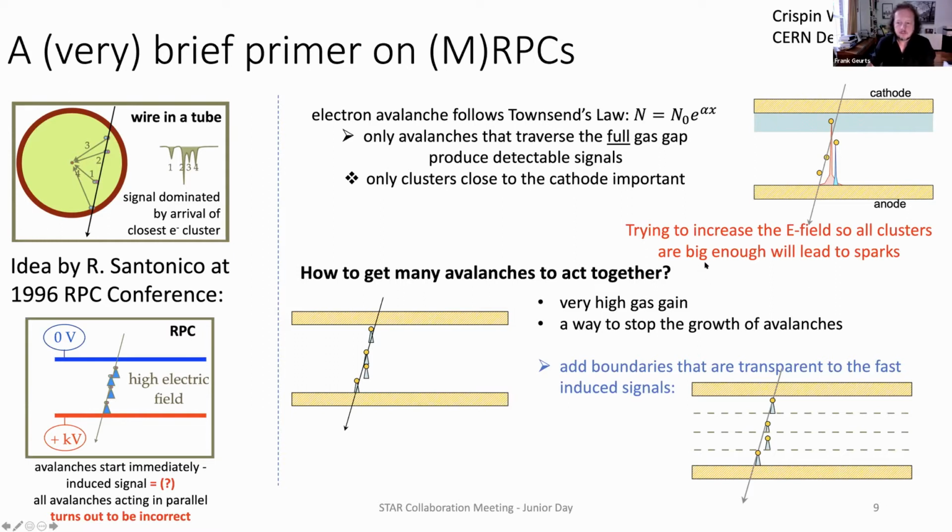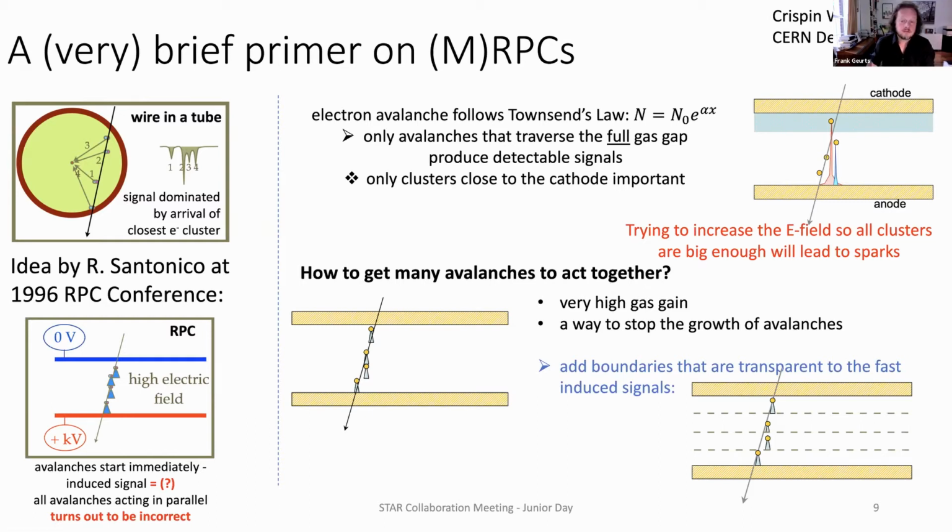But at some point you will turn such an MRPC into the spark chamber that you don't want it to turn into, because these signals have a pretty terrible timing. So the question then, which is what really Crispin and others have been working on very hard, is how can you get many avalanches to act together?